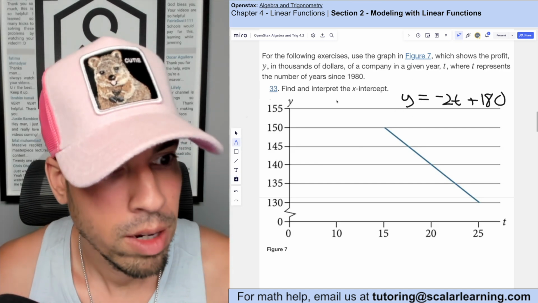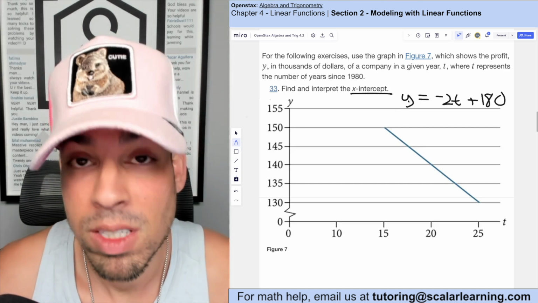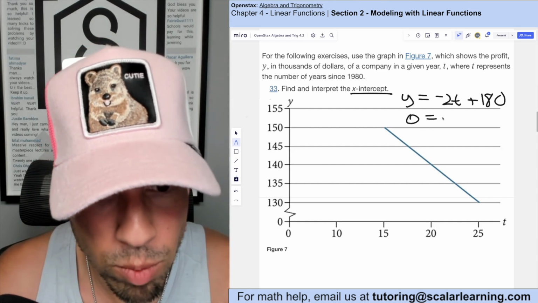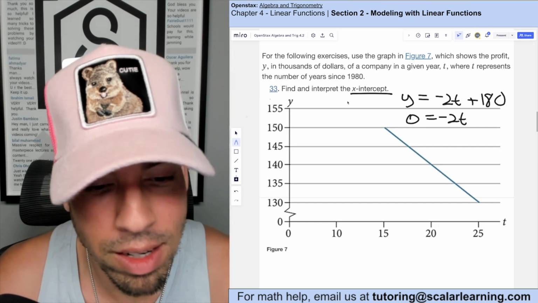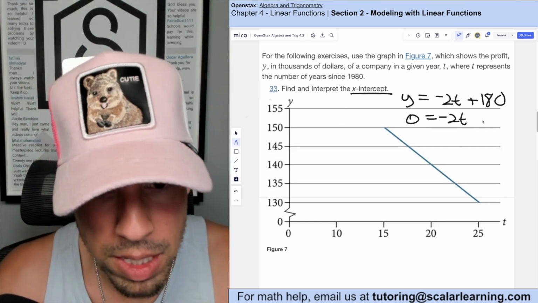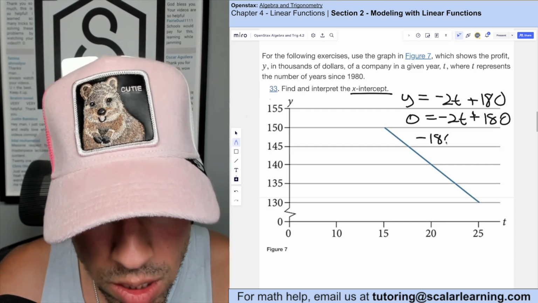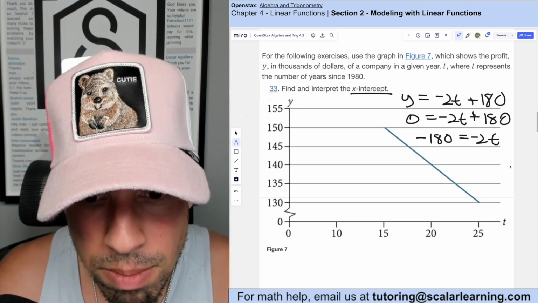So here's the function, and we want to know what is the x-intercept. This is the point when y equals 0. So we're going to plug in 0 and we're going to solve for t. So right, they said x-intercept. They mean the independent variable. They mean t. So we're going to keep going and isolate. We're going to subtract both sides by 180. And then we're going to divide by negative 2.